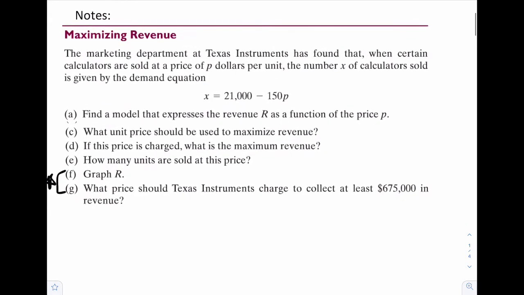The marketing department at Texas Instruments has found that when certain calculators are sold at a price of P dollars per unit, so let's highlight that, P dollars per unit, the number X of calculators sold is given by the demand equation X equals 21,000 minus 150p. Find a model that expresses the revenue R as a function of the price P. So essentially it's saying we want R equals something here.